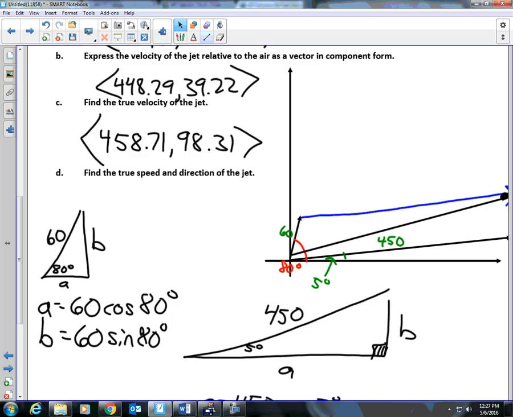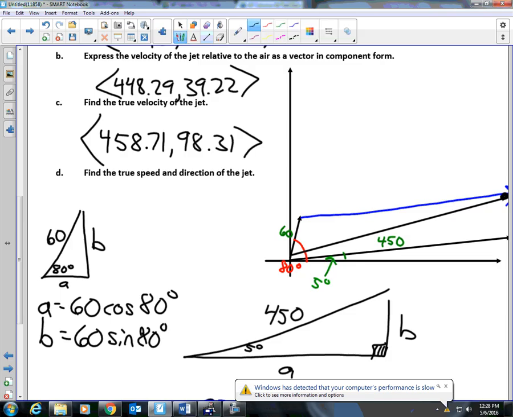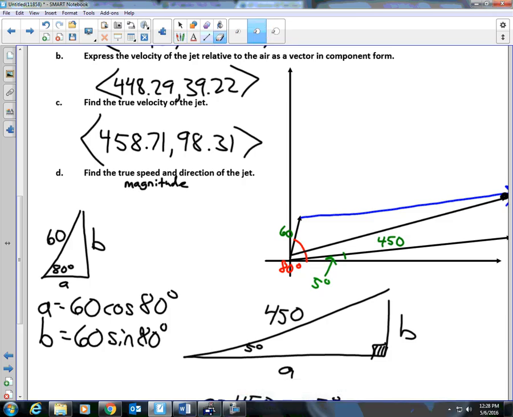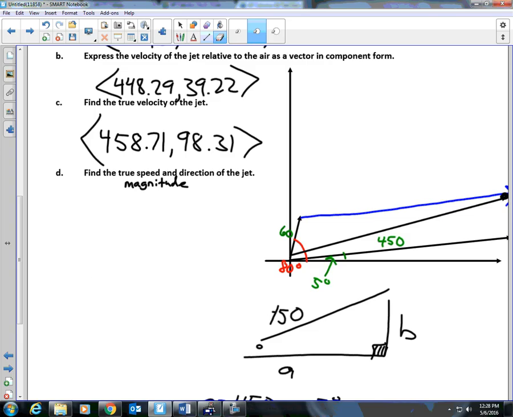So here's the last thing you need to understand. Are speed and velocity the same? No, velocity has direction and has magnitude. Speed is simply the absolute value of velocity, which is magnitude. So when it says find the true speed, that's just another fancy way of saying find the magnitude of the vector. You know how to find magnitude? How do you find magnitude? Square root of a squared plus b squared.